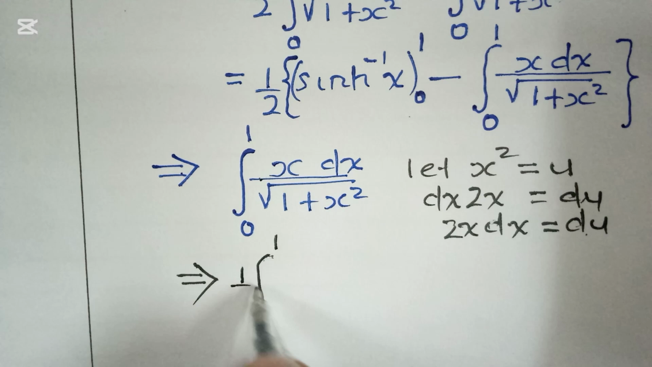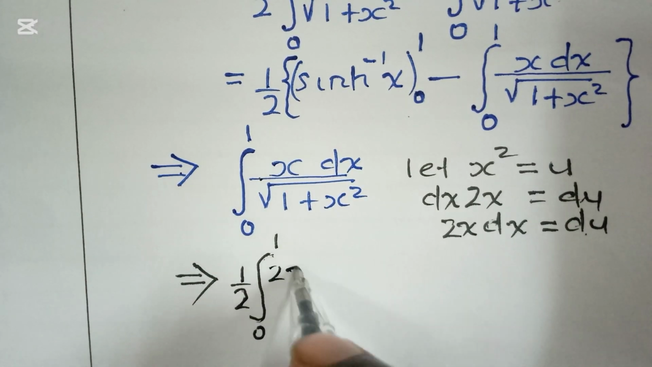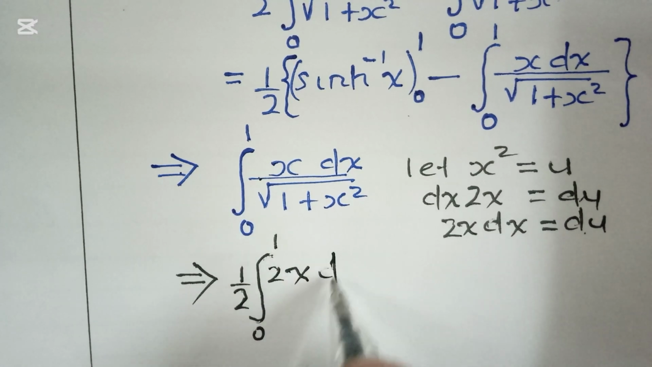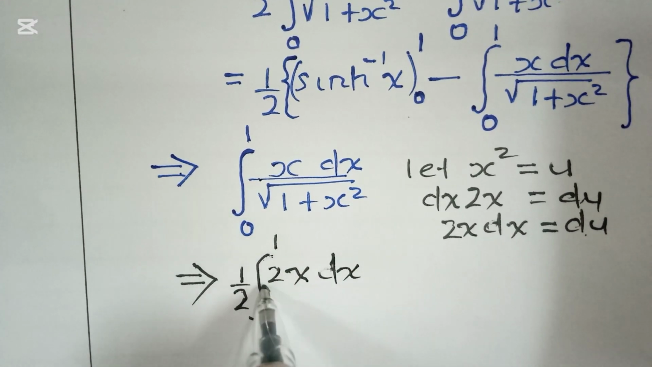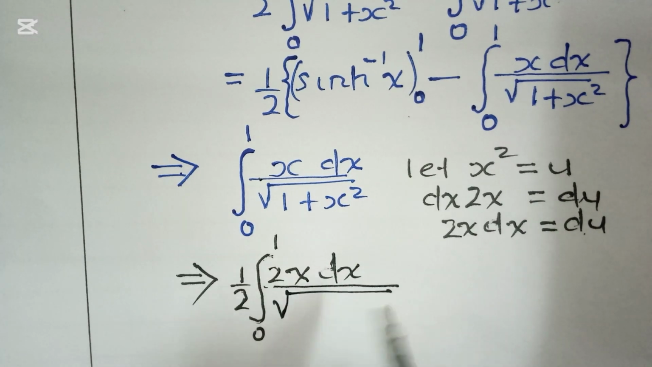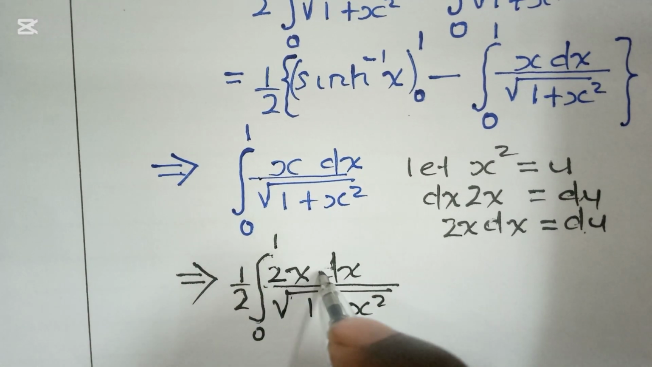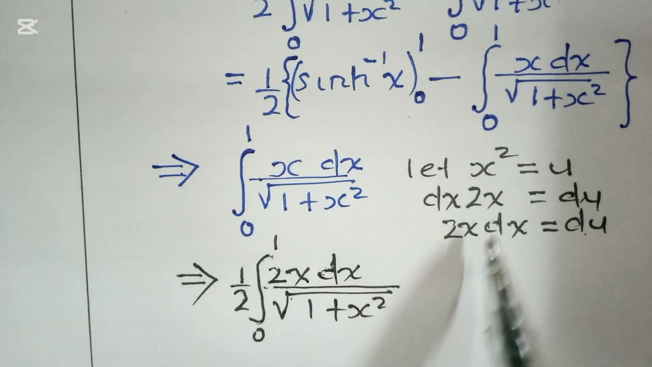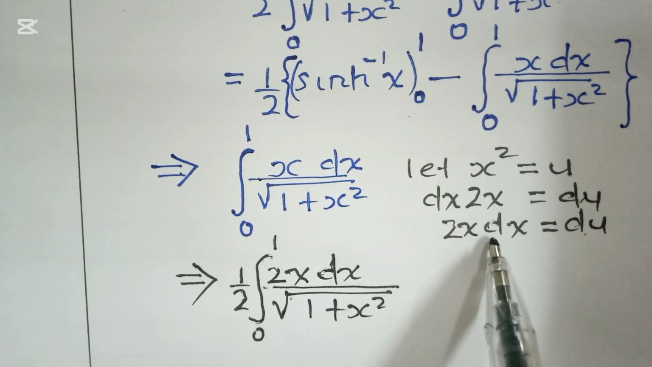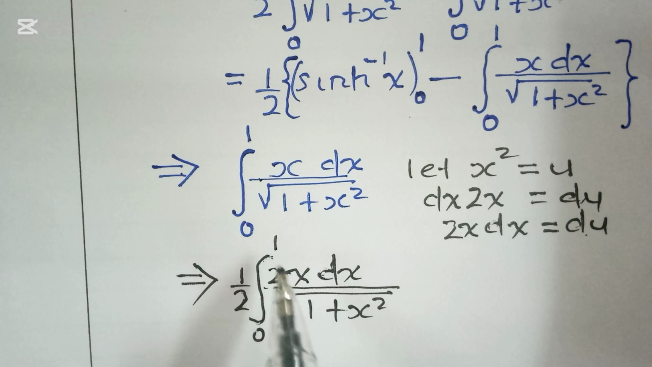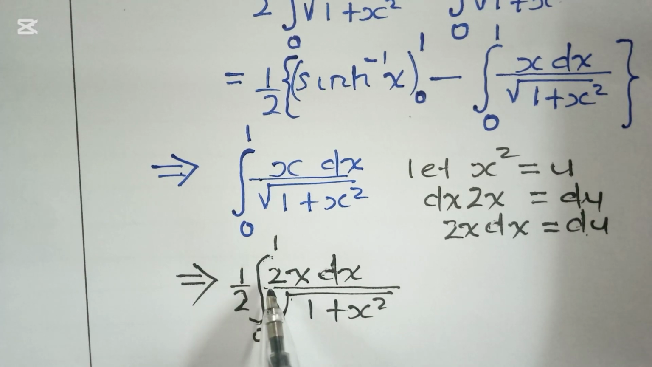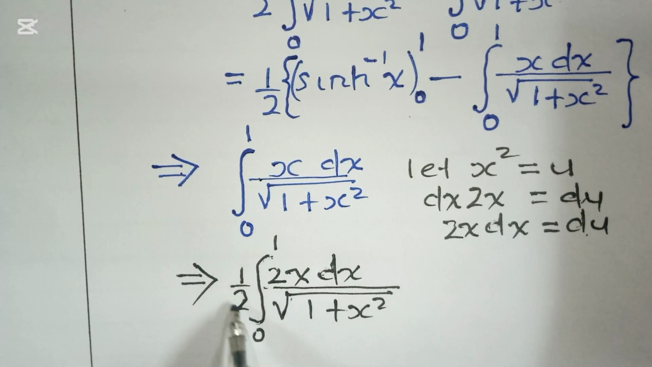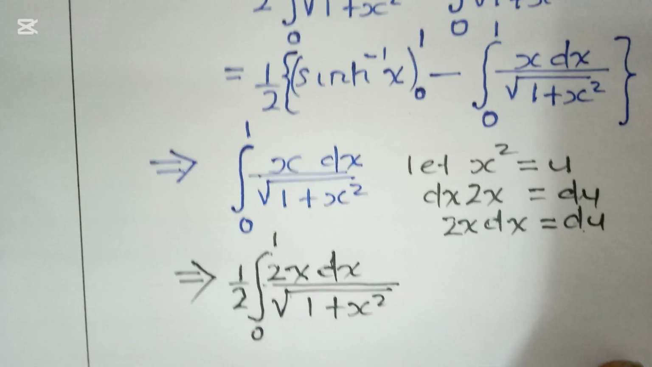I write here half, and by writing a half there, I write here 2x dx all over square root 1 plus x squared, like that. Guys, I have introduced this 2 because, as you can see here, we have 2x dx is equal to du. So I have opted to introduce a 2 here, and because of that guys, I have also to divide it by a 2 so that everything remains the same.